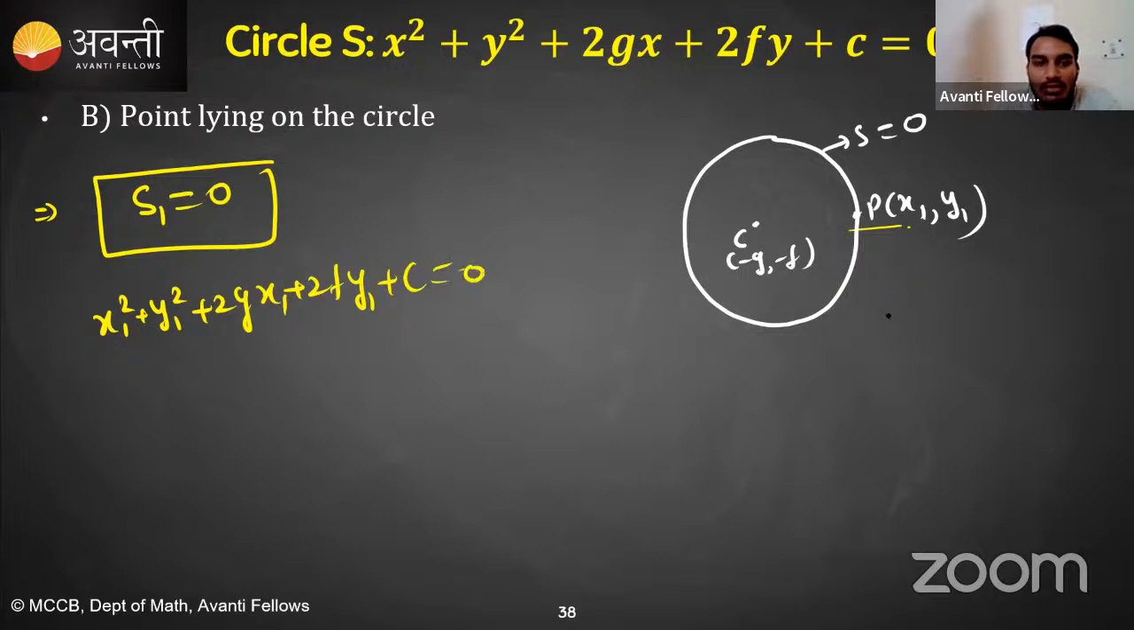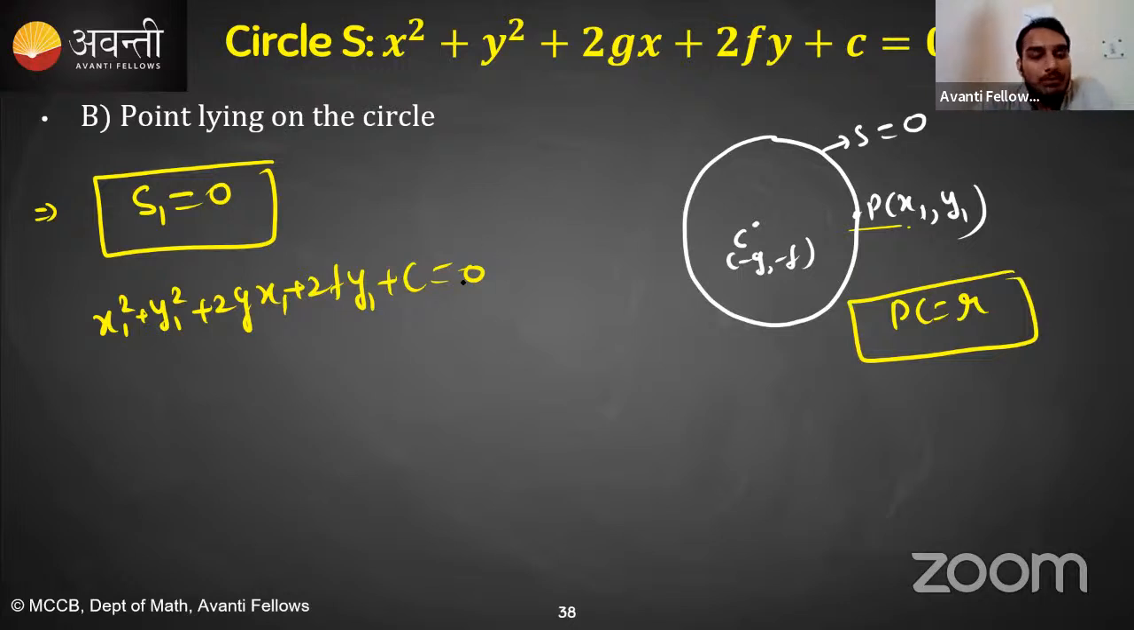You can actually verify this with PC equal to R, and you will get this quantity 0. So if the point P is lying on the circle, then S1 will be 0. It means put the point in the equation of the circle and you will get 0. It has to be 0 because point P should satisfy the circle, if it is lying on the circle.